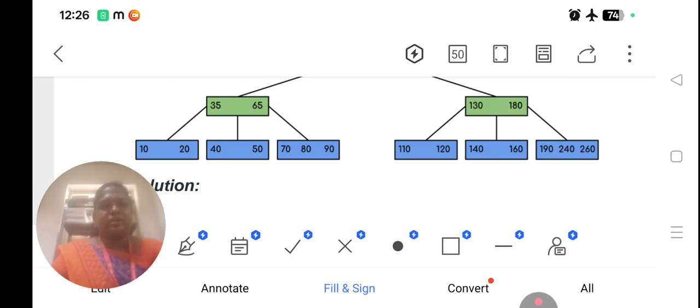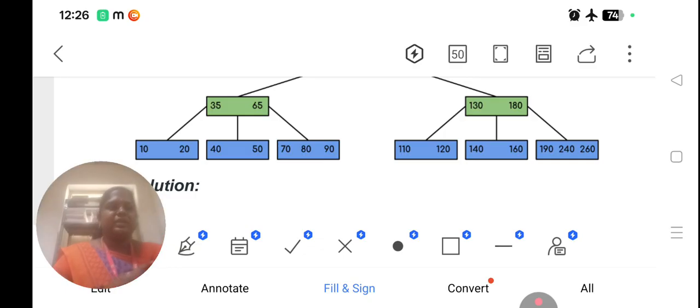If the node is 65, then 70, 80, 90 are above 65, greater than 65, so they will be contained in the right side of the parent node. And then 40 and 50 are in between 35 and 65, so they will be in the in-between child node.